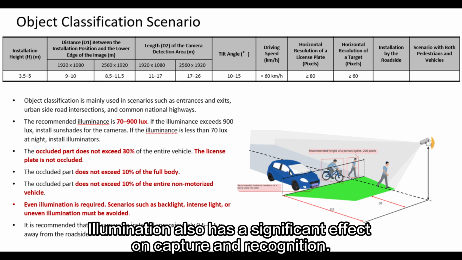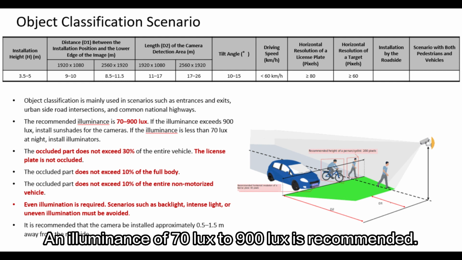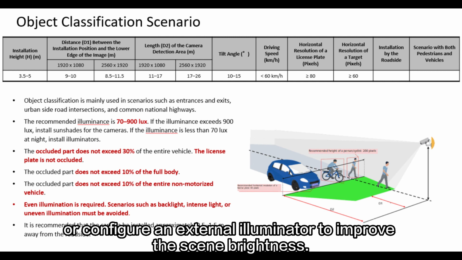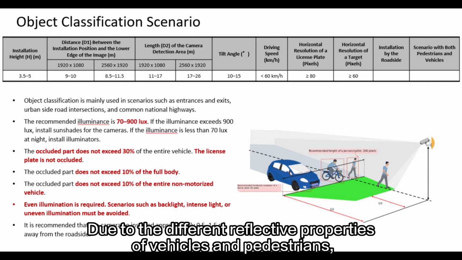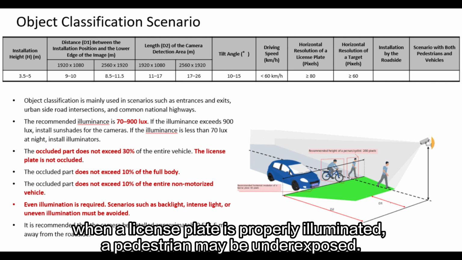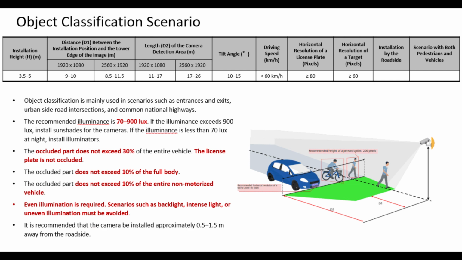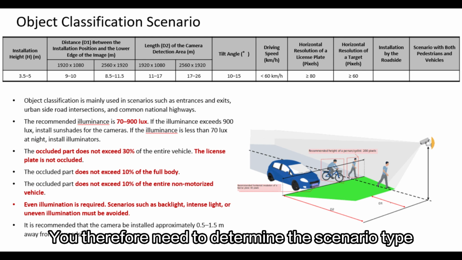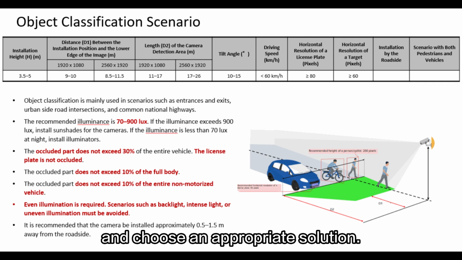Illumination also has a significant effect on capture and recognition. An illuminance of 70 lux to 900 lux is recommended in dimly lit scenarios, such as during the night. It is recommended that you enable the camera's built-in illuminator or configure an external illuminator to improve the scene brightness, due to the different reflective properties of vehicles and pedestrians. When a license plate is properly illuminated, a pedestrian may be underexposed. Conversely, when a pedestrian is properly illuminated, a license plate may be overexposed. You therefore need to determine the scenario type and choose an appropriate solution.